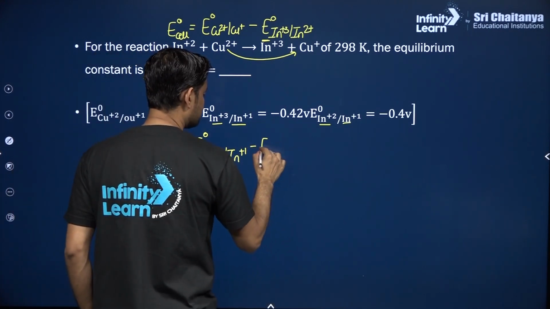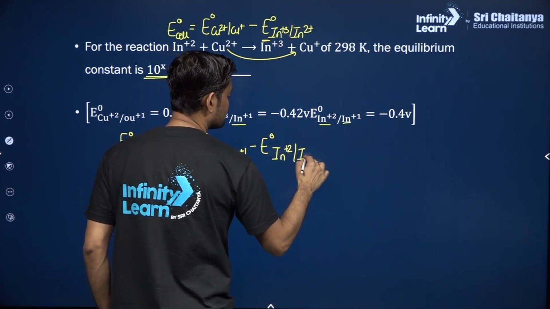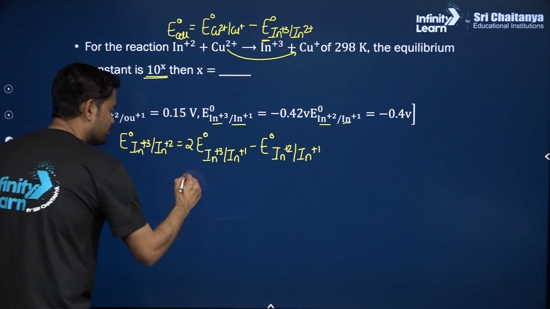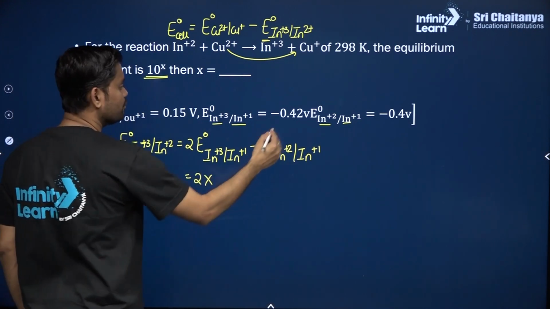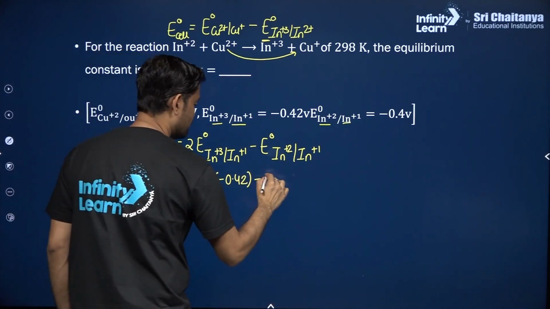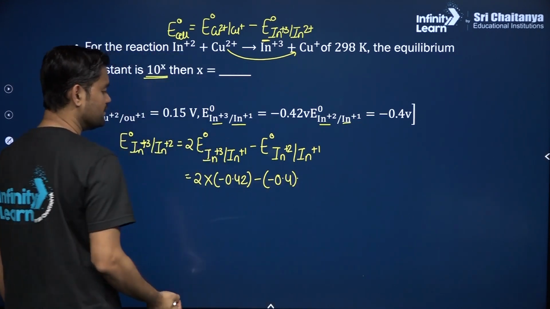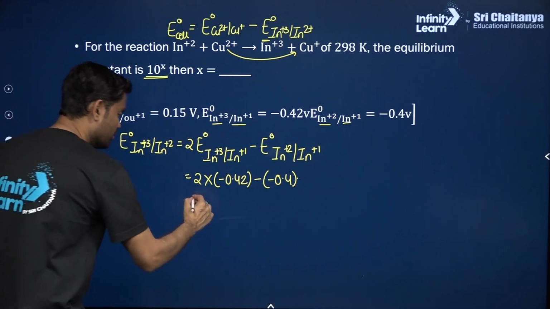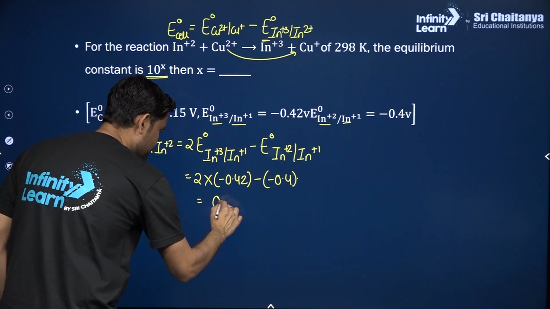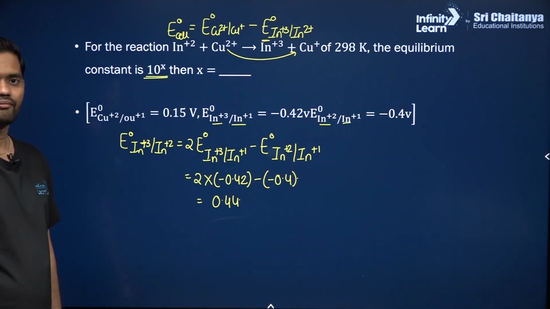minus, okay, clear? So this is equal to how much? Twice into minus 0.42 minus of minus 0.4. So this is almost getting cancelled, right? Clear? So this will be equal to 0.44. Okay, clear? Got it?